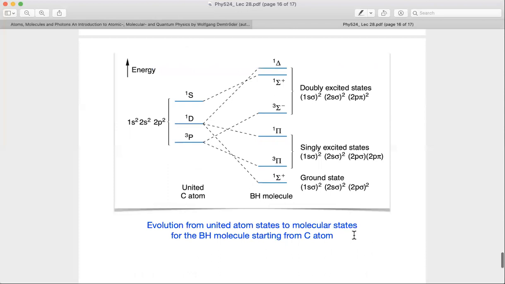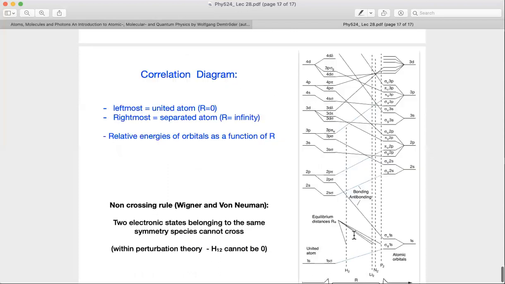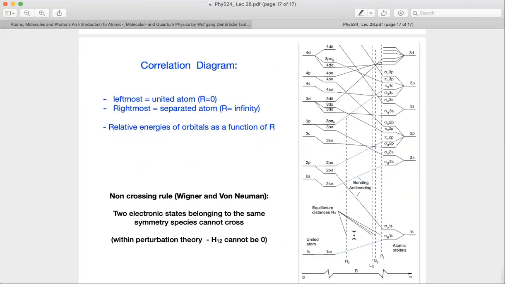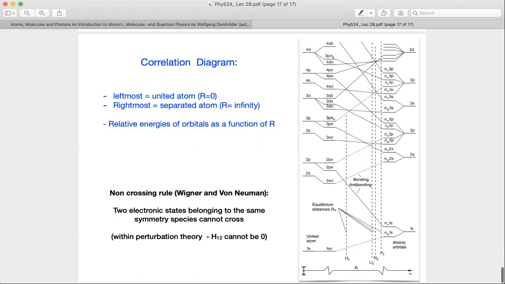Okay, that brings me to the last diagram of today. Let's say. So this is again a very popular way of representing this R dependence evolution of the atomic or the molecular energy states, etc. So these kind of diagrams are what is called correlation diagrams. Okay. So to the left in this correlation diagram, to the leftmost, the R is equal to 0, basically, I have the united atom picture. So I merge both of these nuclei, etc., and I get one composite atom, which is bigger, basically.